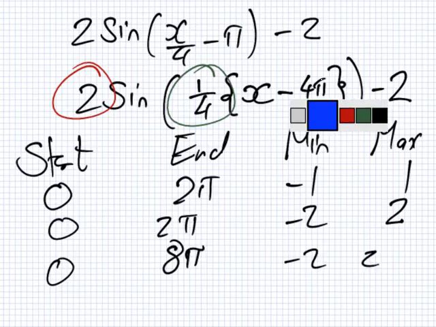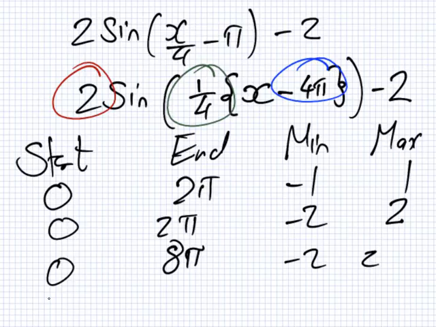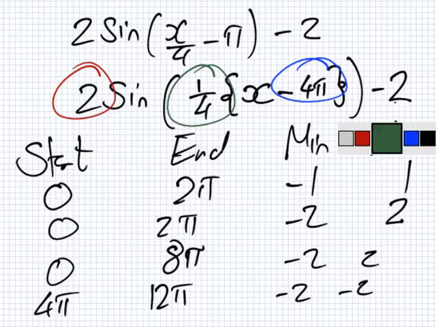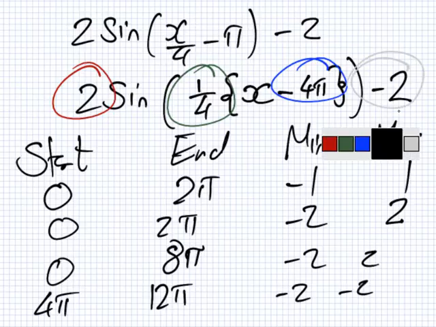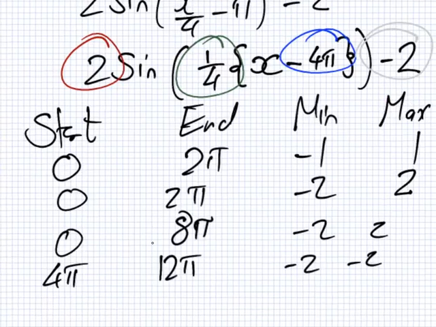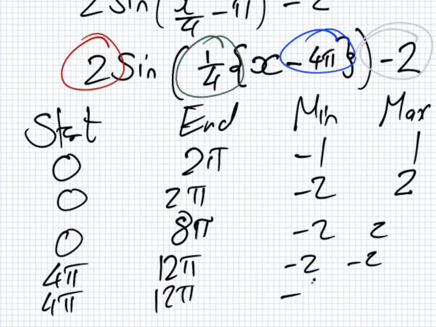What does this one do? Minus 4 pi? Moves it to the right, so now it'll be 4 pi to 12 pi. And then lastly, the minus 2 here. Down 2 units. So now this will be minus 4 and... Oh, sorry, I wrote a minus there. Sorry, minus 4 and 0.